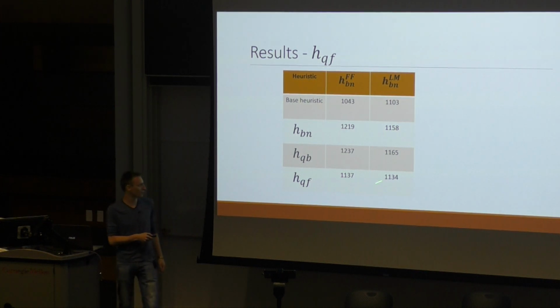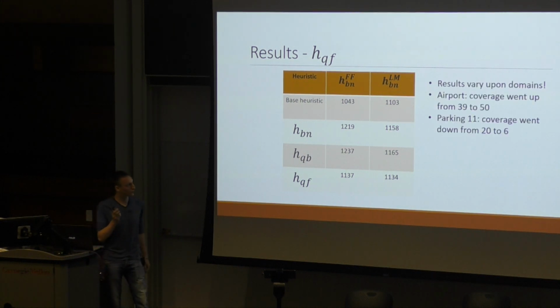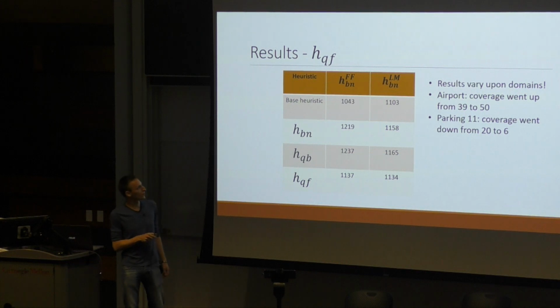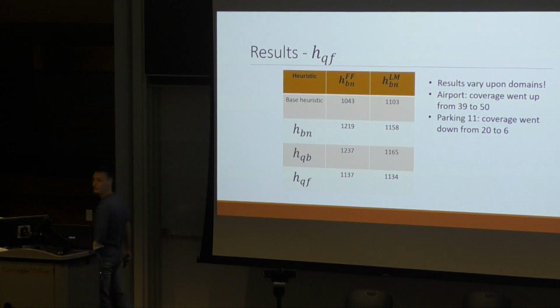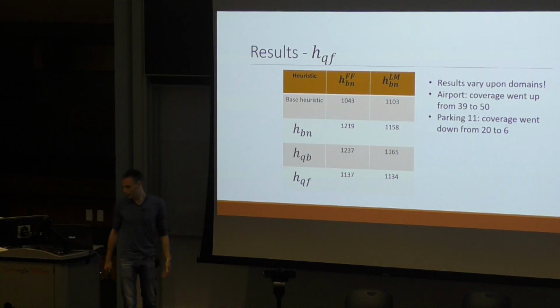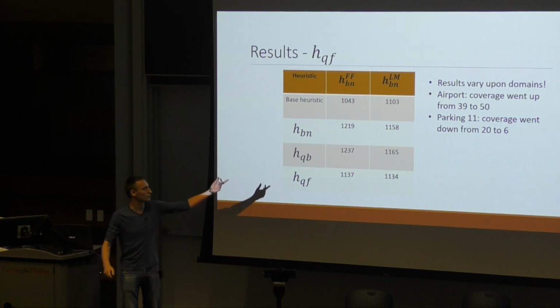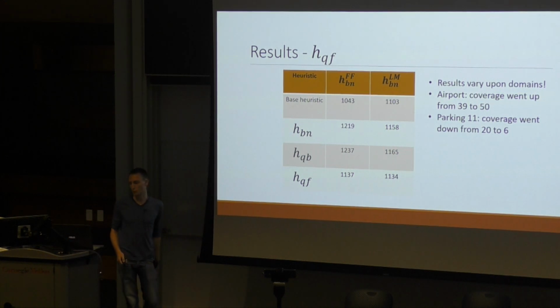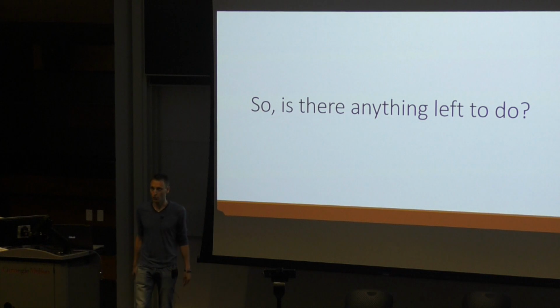Yes, you can see that the coverage has been reduced drastically. But there's a bright spot here. The results were very varied upon the domains. So in the airport domain, we've got coverage that rose up significantly. And in the parking domain, we just totally crashed, right? We got from 20 to 6 problems solved. So you might want to ask, is there anything left to do? Well, I believe so.